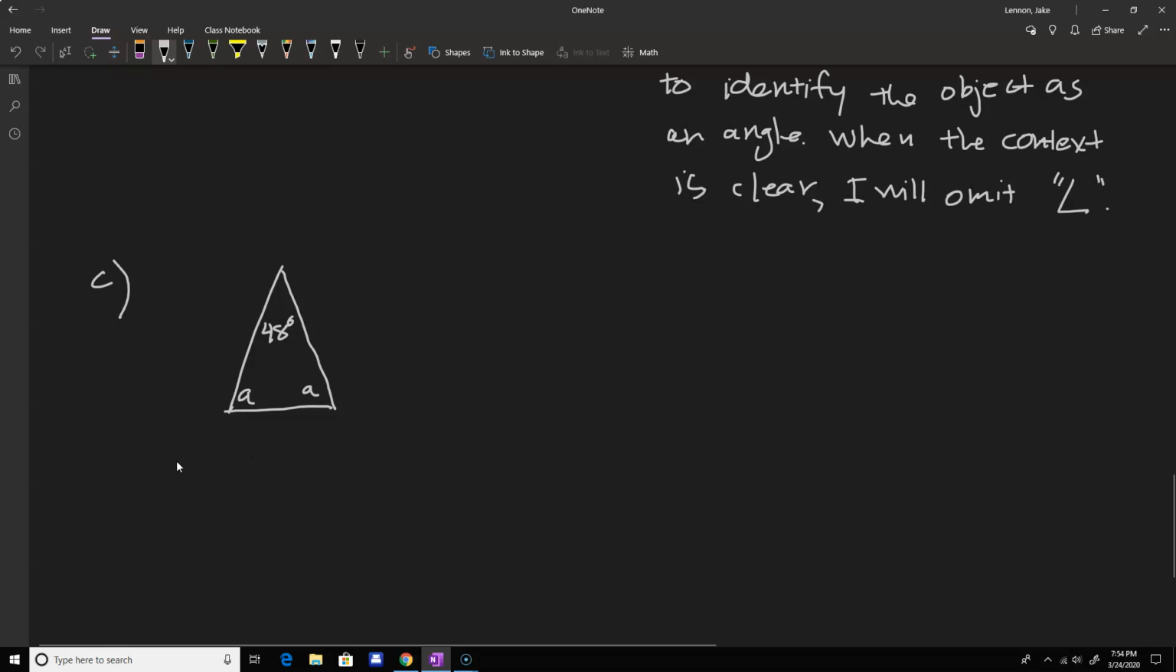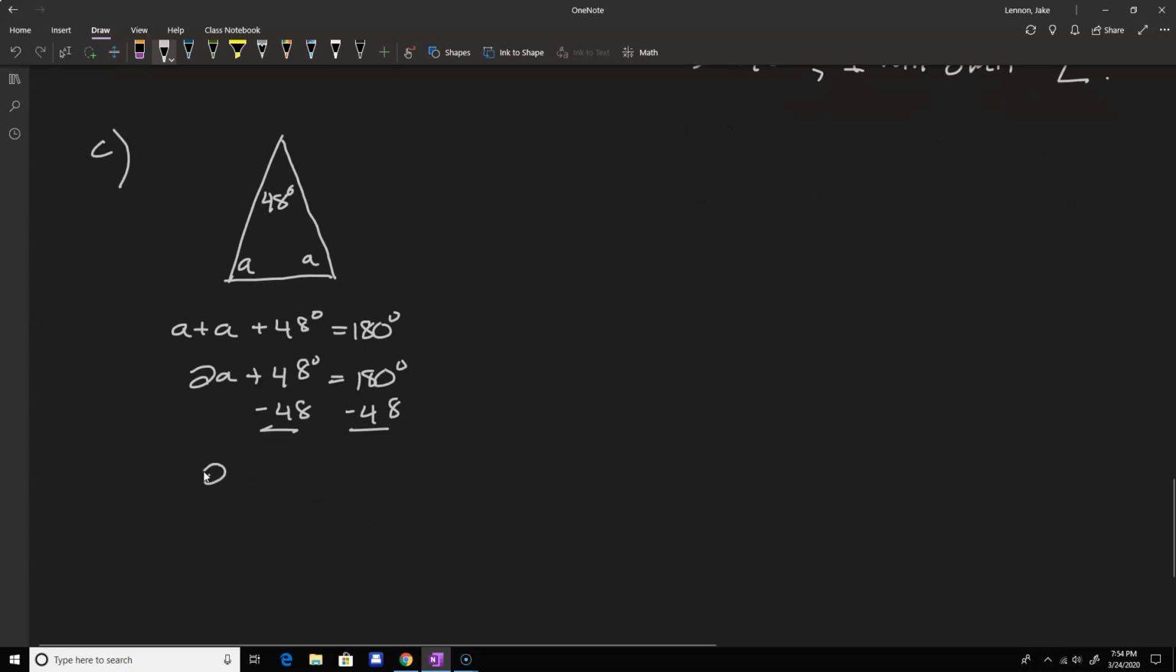But basically we know that the sum of all three angles of our triangle has to add up to 180. So A plus A plus 48 equals 180. So that means 2A plus 48 equals 180. And then we can subtract 48 on both sides. Doing that leaves us with 2A equals 132. And then we can divide by 2, not by A. Apologies. And we will be left with A having measure 66 degrees.